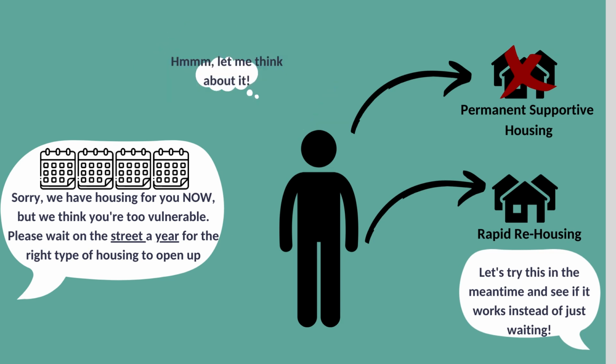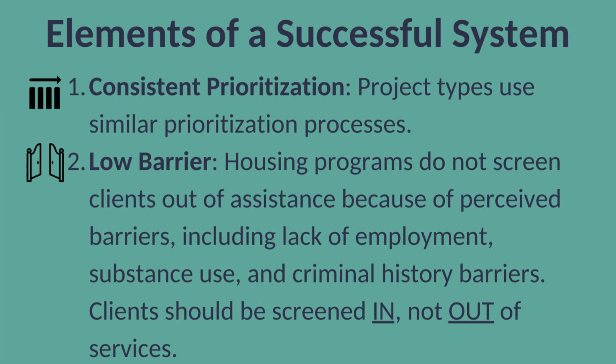Next, a good coordinated entry system is low barrier. The coordinated entry process does not screen people out for assistance because of perceived barriers to housing or services. That includes but is not limited to a lack of employment or income, drug or alcohol use, or having a criminal record. In addition, housing and homelessness programs lower their screening barriers in partnership with the coordinated entry process.